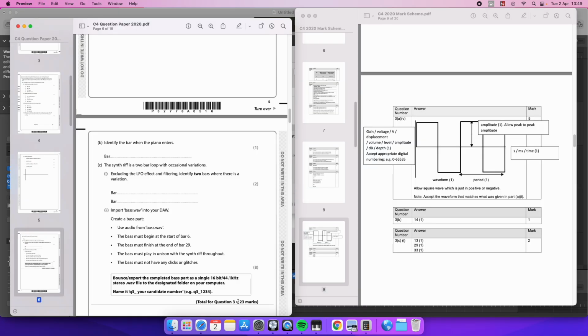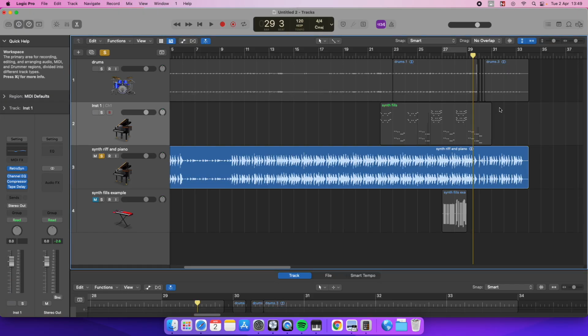Let's go back. And the last one, bar 33. That's where it changes as well. So bar 33 over here. Okay, just because it ends.